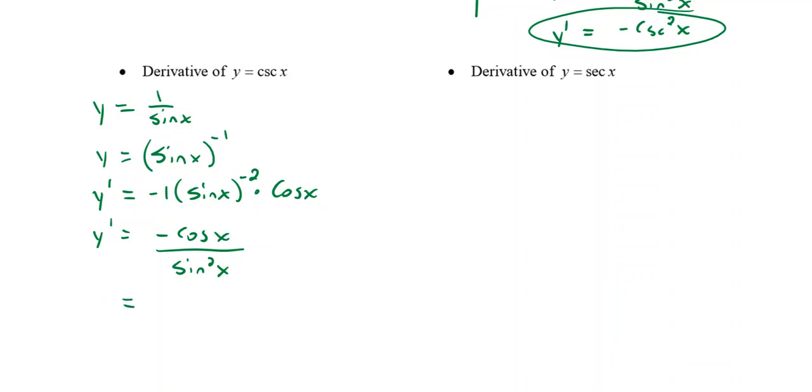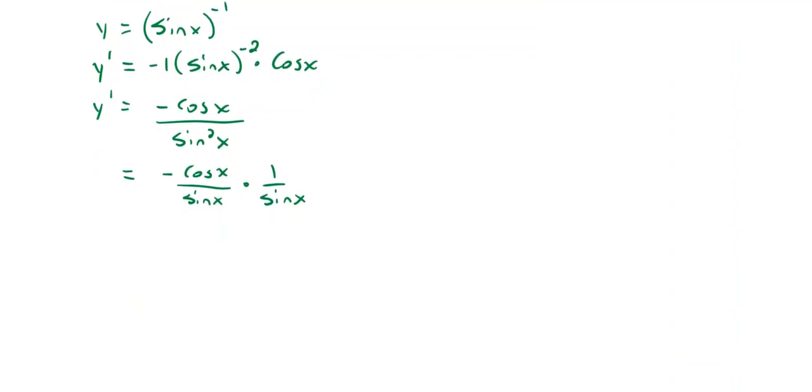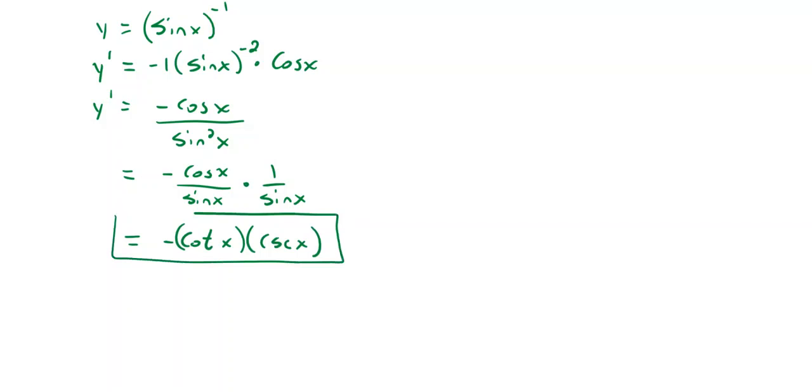Or we could split this up a little bit too. We could write this a little differently as negative cos x over one of these sine x's, times 1 over sine x. And then these are identities, so we can rewrite those as well. That would be negative cotan x times, I'm going to put these in brackets, cosecant x. And there is our derivative.